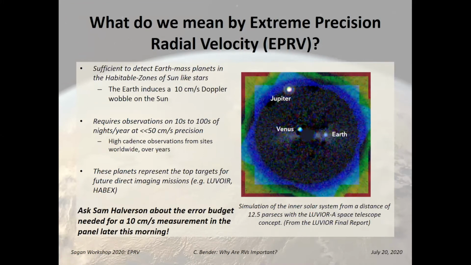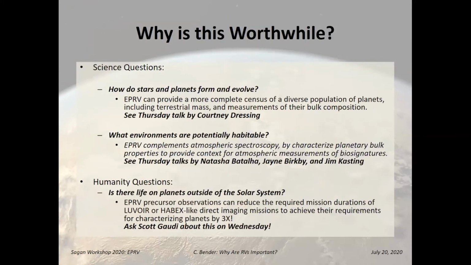EPRV, I think, is something that can detect the Earth around the sun, which is a 10 centimeter per second Doppler wobble. It's not just an instrumental precision, though. It's sufficient number of observations, sufficient time on the telescope to get hundreds of observations per year at that level of precision and be able to combine them all together. This is important because these are the top targets for the future direct imaging missions, and you should ask Sam Halvortson later in one of the panel discussions all about error budgets and how you actually determine that your instrument can give you 10 centimeters per second.